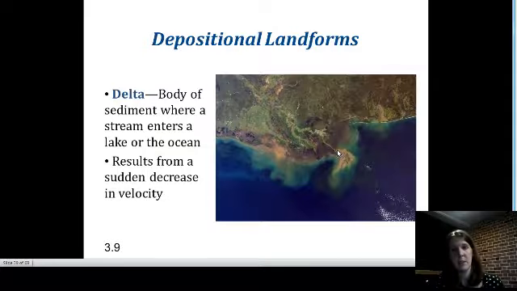So what happens is, all of a sudden, you have that stop in movement, and so that water has no velocity. It can't support the sediment within it anymore, and it just drops it all straight out.